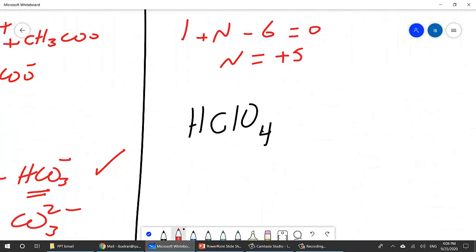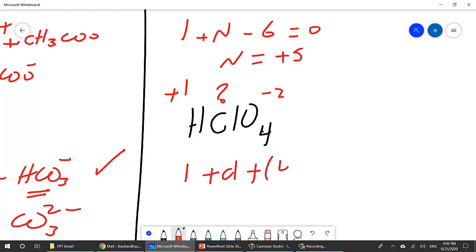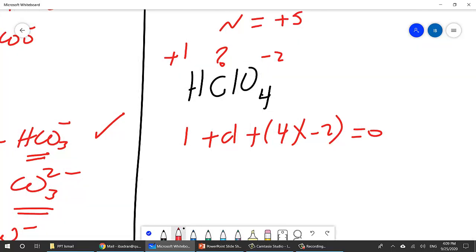Another example would be HClO4. I know that oxygen is always minus 2, and hydrogen is plus 1. I'm asking about the chlorine. Chlorine is usually minus 1, but in this case it might be different. So I'm sure about the oxygen, I'm sure about the hydrogen, I'm not sure about the chlorine, because as you saw in the previous table, chlorine might take more than one oxidation number. So you can do the same thing here: 1 plus chlorine plus 4 oxygens times minus 2 is equal again to 0, because the original molecule, the HClO4 perchloric acid, is neutral.